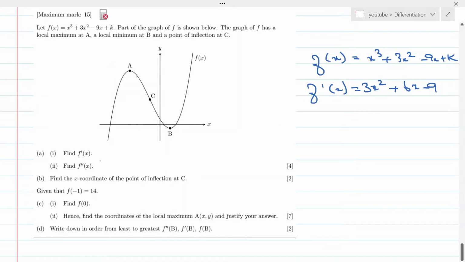The second part of this question is to find the second derivative. So I'm going to do f double dash of x, which would be 6x plus 6. So with this, we are done with the A part of the question.